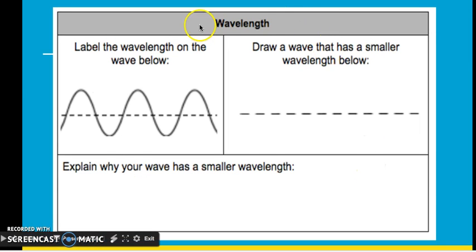All right, students, wavelength. Just like amplitude, you are going to label the wavelength on the wave below. Here's your wave. You are going to draw that line that shows wavelength. Okay, draw that in, and then you're going to write the word wavelength next to your line. Okay, press pause and play when you're ready to go on.